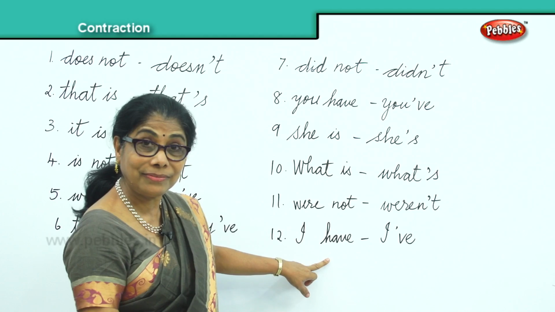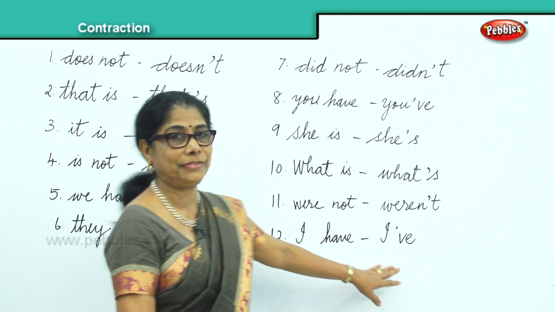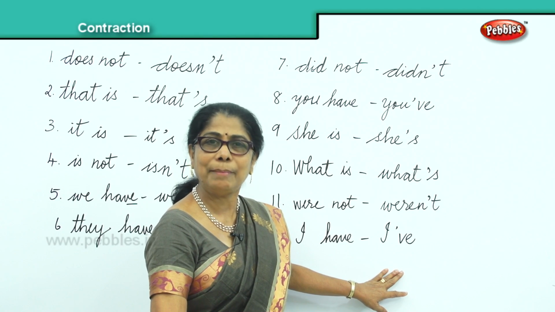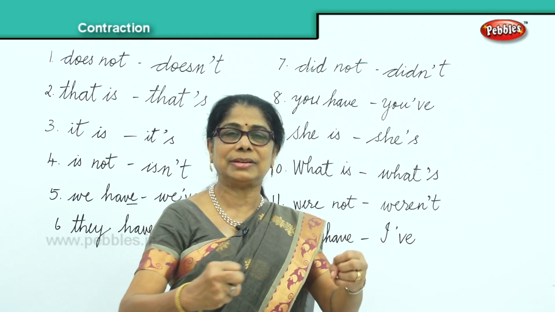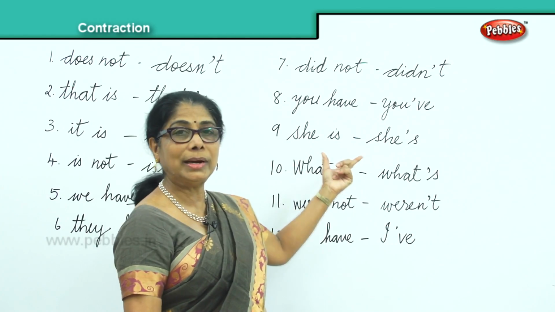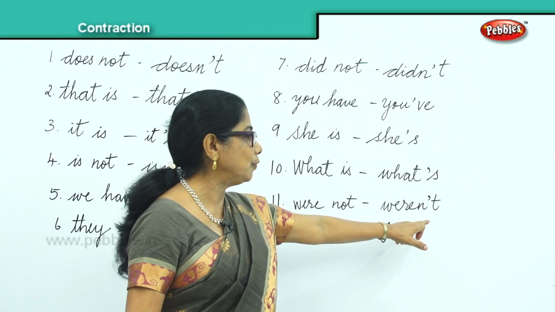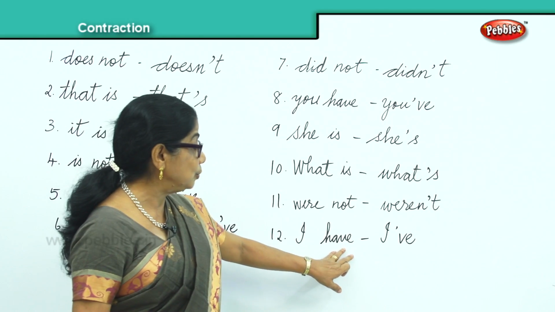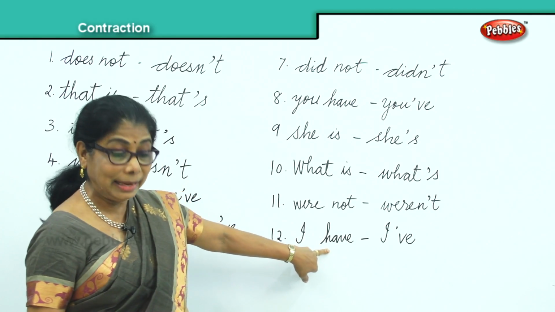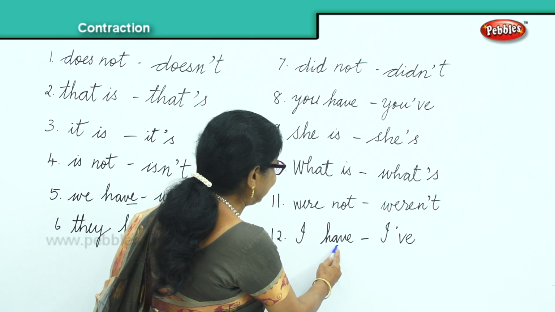I have my books in my bag. I have my things in my bag. So this is called contraction. A long word, shortening it, just putting an apostrophe, but you should know where and how to do it. When it is have, you just have to drop HA and you will just write VE. You have to be very, very careful.